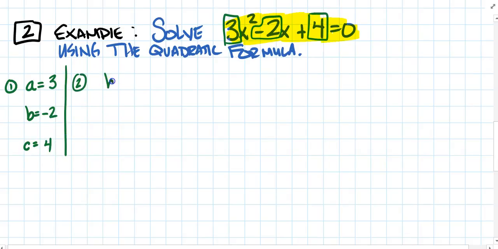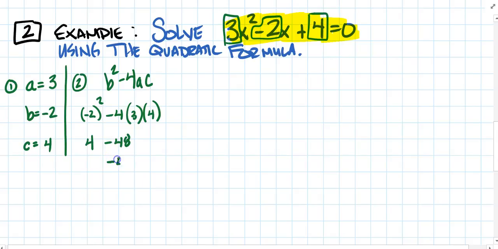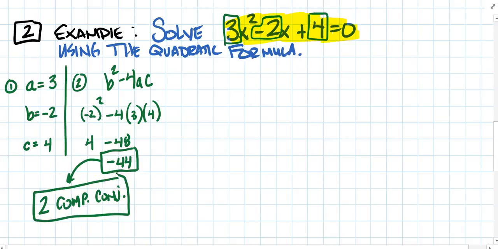For step number 2, you only write down the discriminant, b squared minus 4ac, and then determine how many solutions it has. So that is negative 2 all squared minus 4 times 3 times 4. Negative 2 squared is 4. 4 times 3 is 12, and 12 times 4 is 48, so this is negative 48. 4 minus 48 is negative 44. Because my discriminant is a negative number, there are going to be 2 complex conjugate solutions. That's a really important step in precalculus that we want you to know.